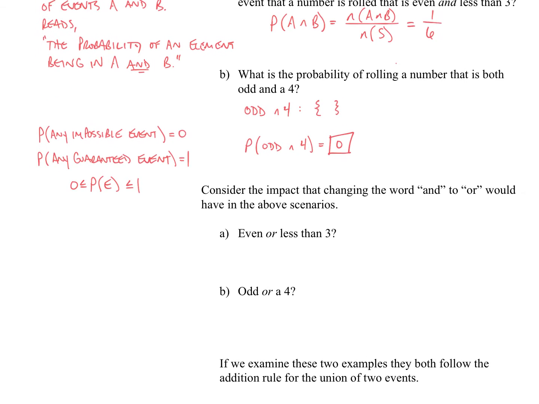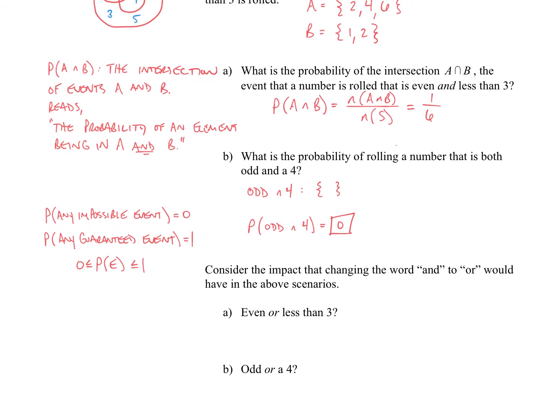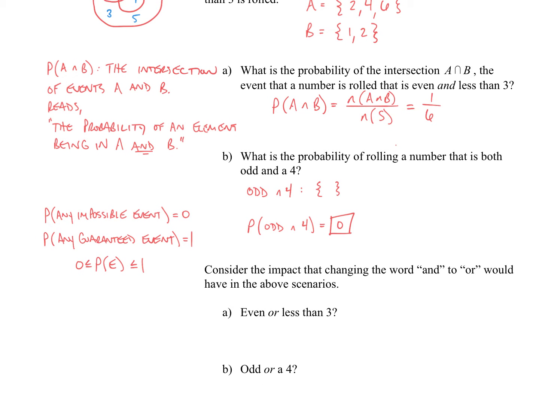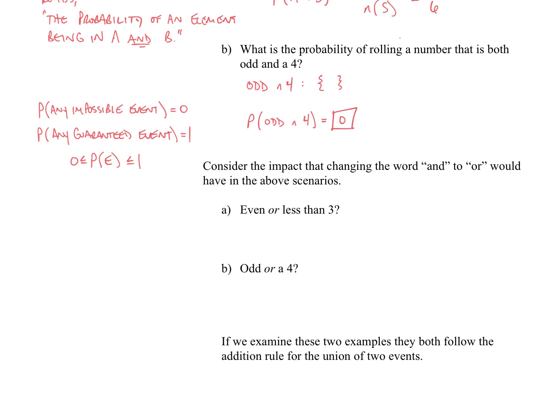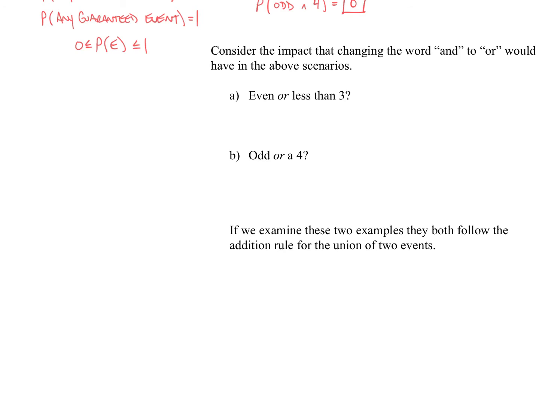So we've dealt with the word and, and now we need to deal with the word or. All right, so we said the intersection of events would be synonymous with the word and. We also have something called the union of two events, which would be synonymous with the word or. So let's define the union.